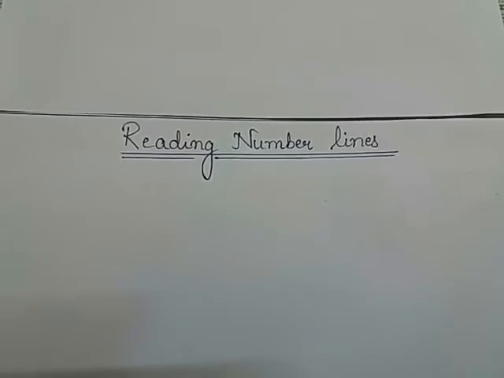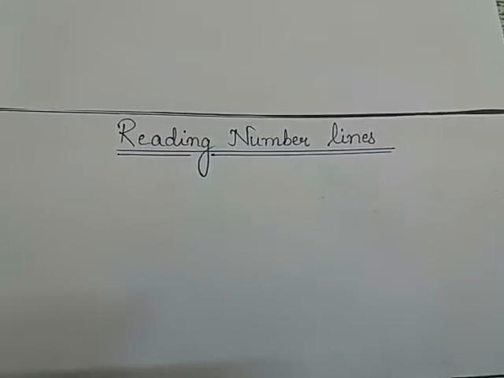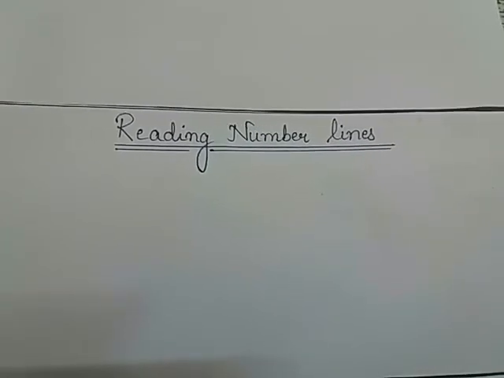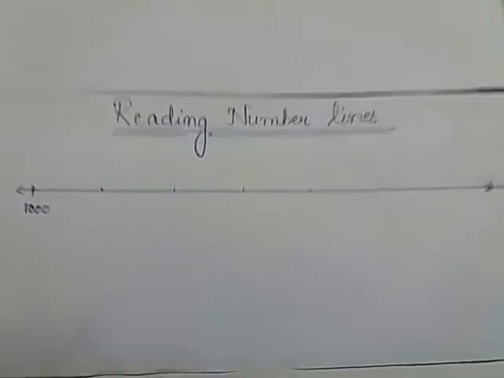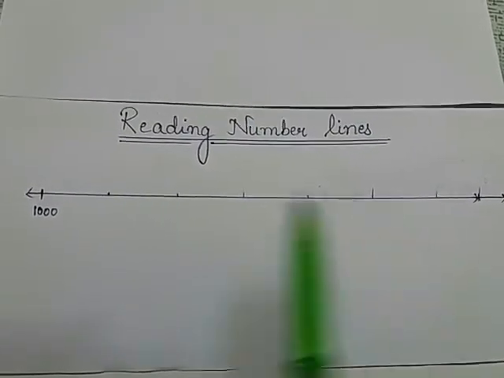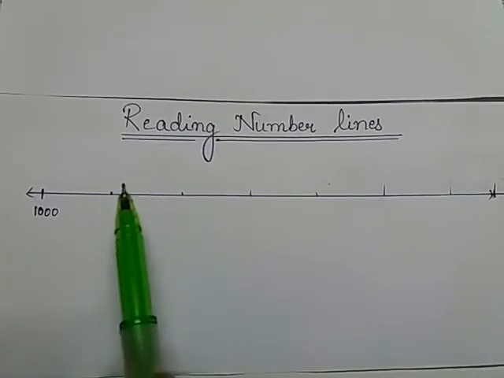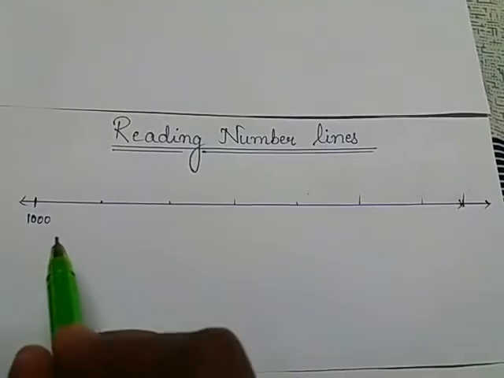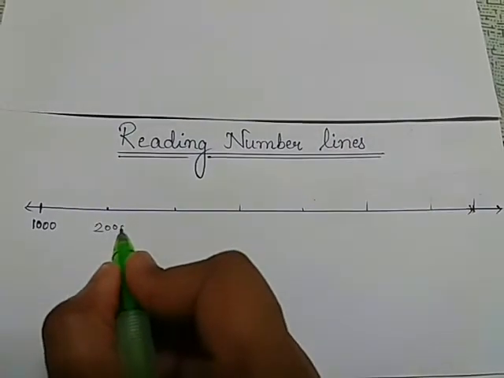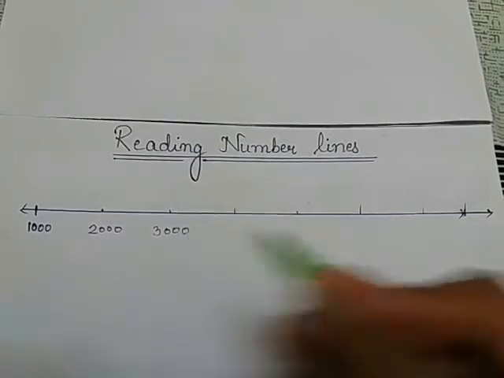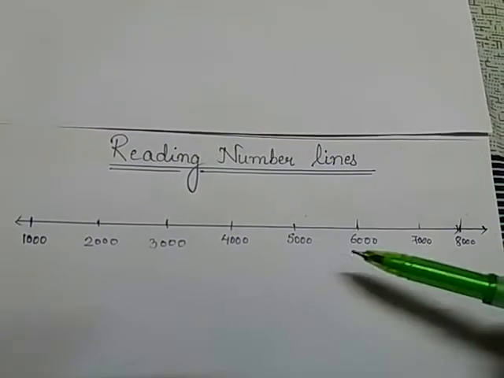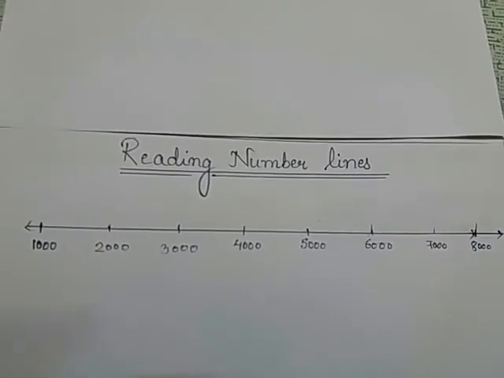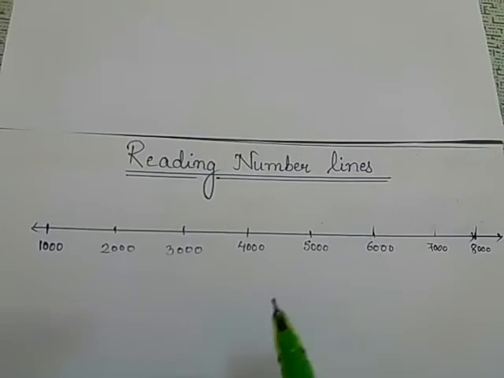Students, we can round off using number lines also. For that, let's just have a small recap of number lines. So here is one number line that starts with 1000, and we have divided this line into equal divisions. So if this is 1000, this will be 2000, this will be 3000, then 6000, 7000, 8000. Now let's see how by using a number line we can do round off.